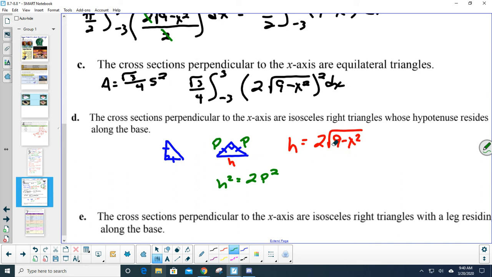And then if I come in here and I replace that, I'm going to have 4 times 9 minus x squared. I went ahead and I squared all that. Equals 2p squared. Divide both sides by 2. So my sides of there end up being the square root of 9 minus x squared. I guess that kind of makes sense actually. Okay. But what do I do now? I got my hypotenuse and I got my sides. How do I find the area of this triangle?